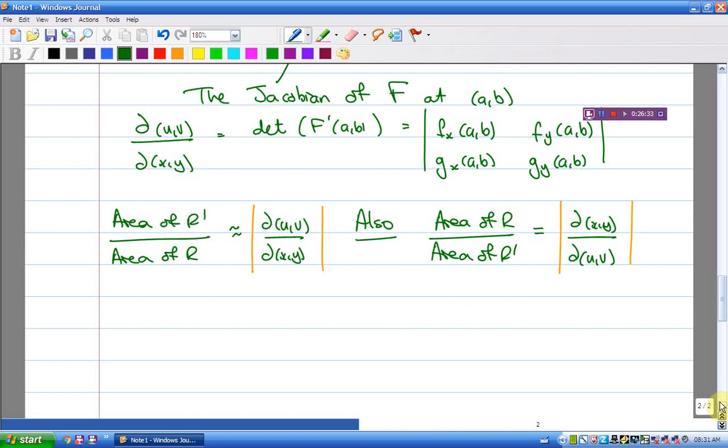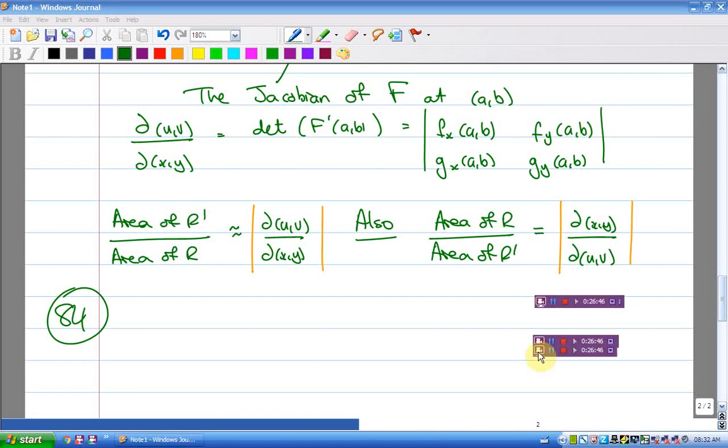Which one am I doing? I'm doing that one over there, 84. What's the time? Somebody's talking to me? I heard a voice? No? Okay. Move that back to where it was.